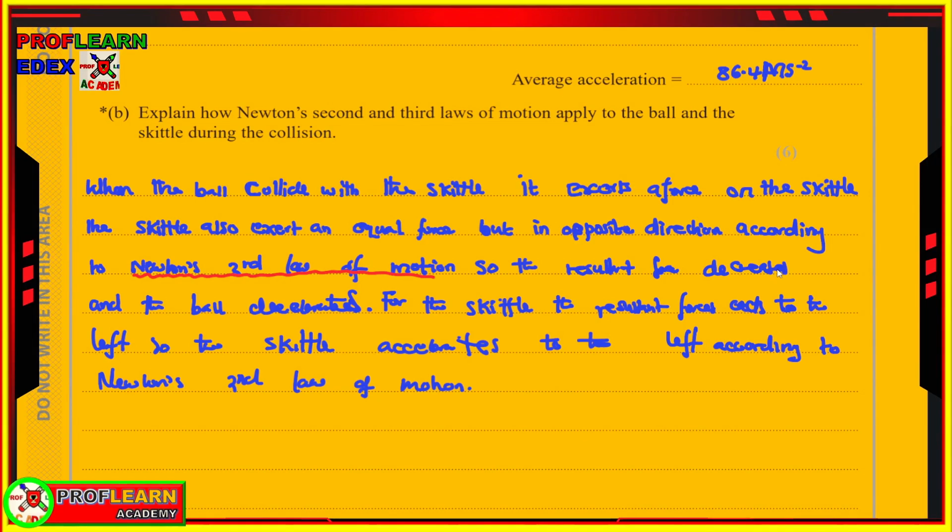So the resultant force on the ball decreases and the ball decelerates, because there will be a force that is trying to oppose the motion of the ball. But for the mosquito, the resultant force will be acting to the left. Remember, the mosquito was at rest when the ball was accelerating towards it. There was no force. But since there is a force exerted on it by the ball, it's going to accelerate to the left according to Newton's second law of motion. So that is exactly what you are supposed to state in this question.